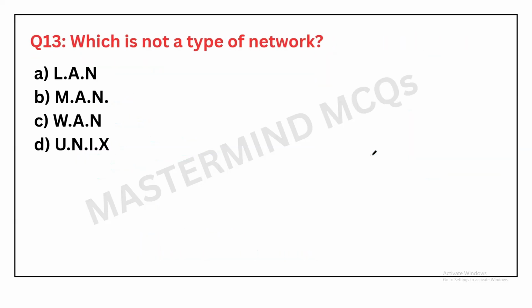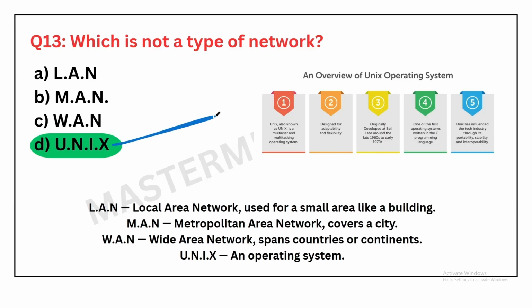Question number 13. Which is not a type of network? Option A, LAN. Option B, MAN. Option C, WAN. Option D, Unix. The right answer is option D, Unix.